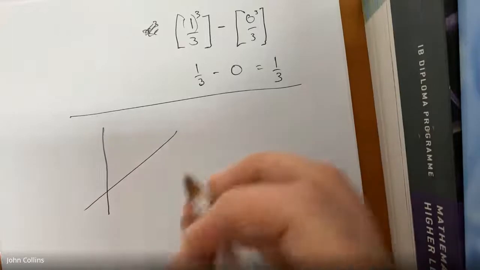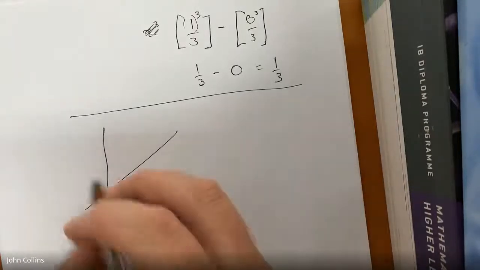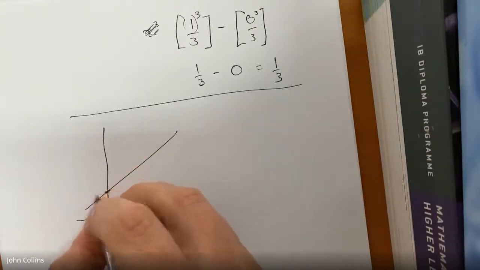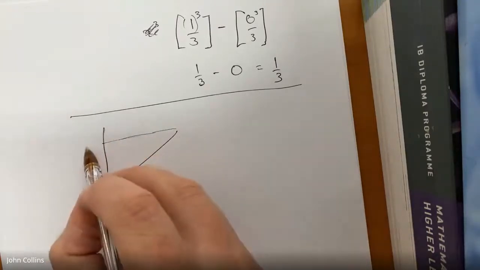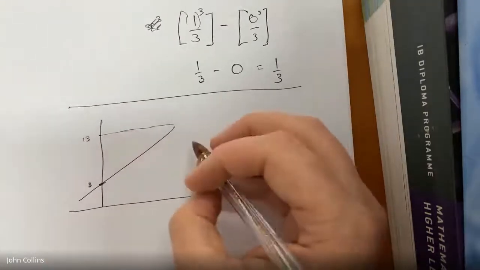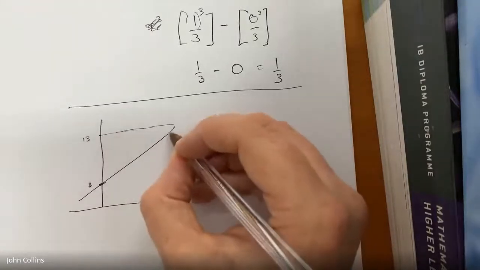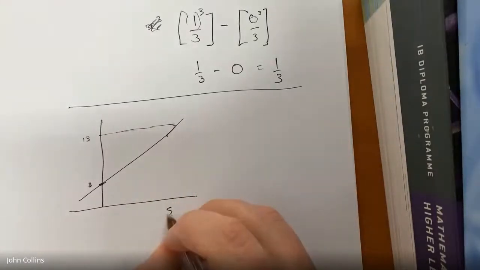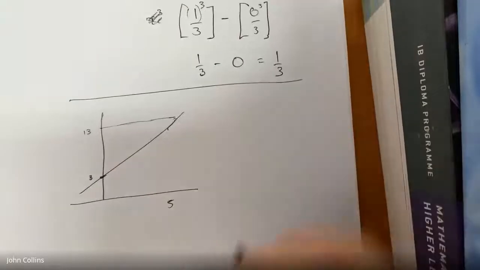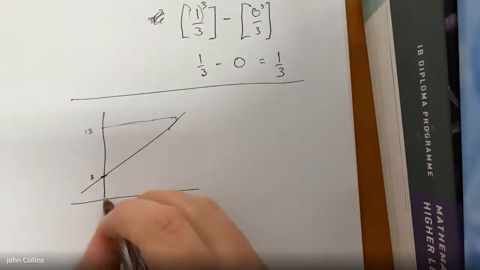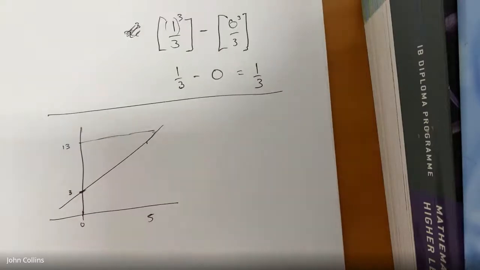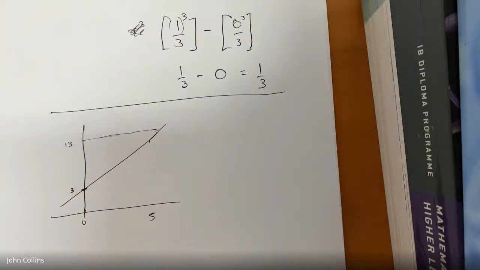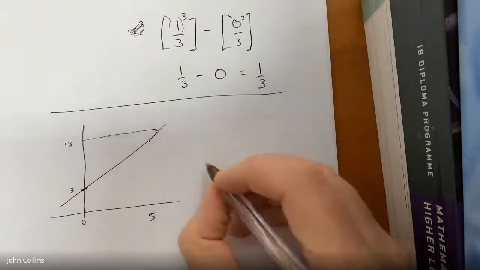Let's look at that line. Let's talk about, so this point here is 3. Its top point here is 13. And its distance is 5. Okay, so from here to here, it's 0. All right, so let's just talk about the gradient of this line. A bit out of focus. What's the gradient of this line?